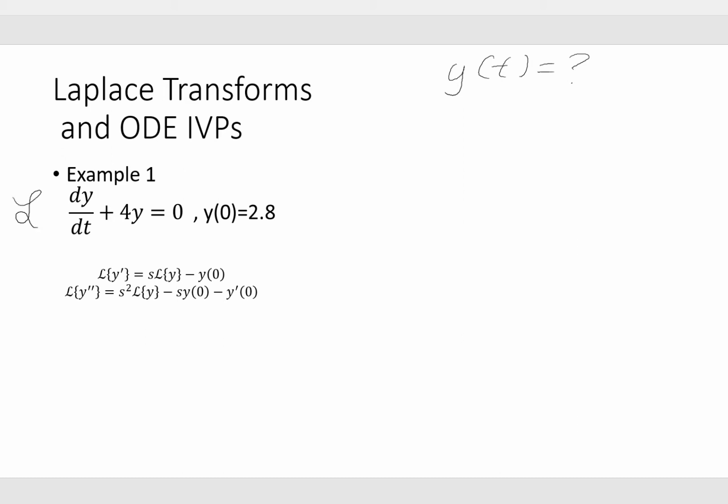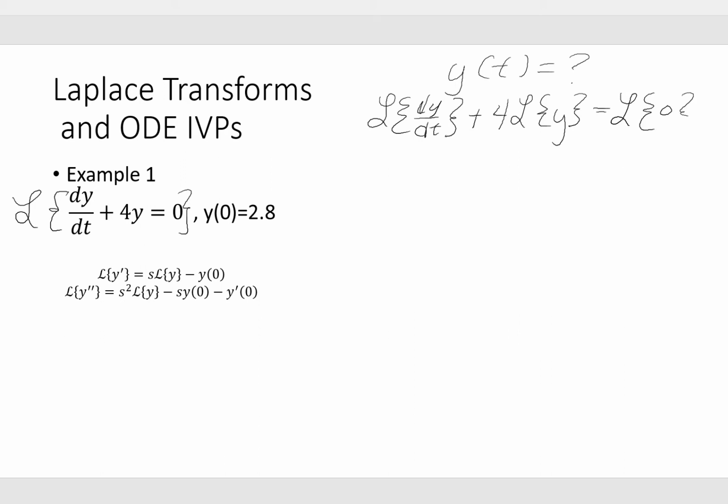The first thing we need to do is take the Laplace transform of this ODE. So I put the Laplace transform around this whole ODE, but we know by the linearity property that we could break this up term-wise. So let's do that. First, take the Laplace transform of the first term, okay, plus, remember we can pull out constant coefficients, so 4 times the Laplace transform of y. And this whole thing is equal to the Laplace transform of 0. Okay, so let's work term by term.